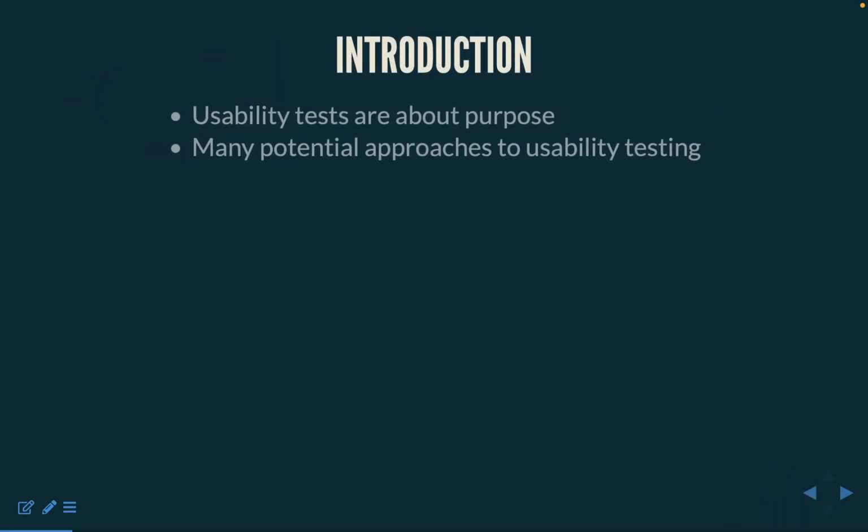So first off, usability testing and system evaluations are about purpose. This purpose can be achieved by a number of research methods and a number of data collection techniques. There are many potential approaches to usability testing, but many of those are simply an adaptation of existing research methods focused on the relationship between the user and the system.